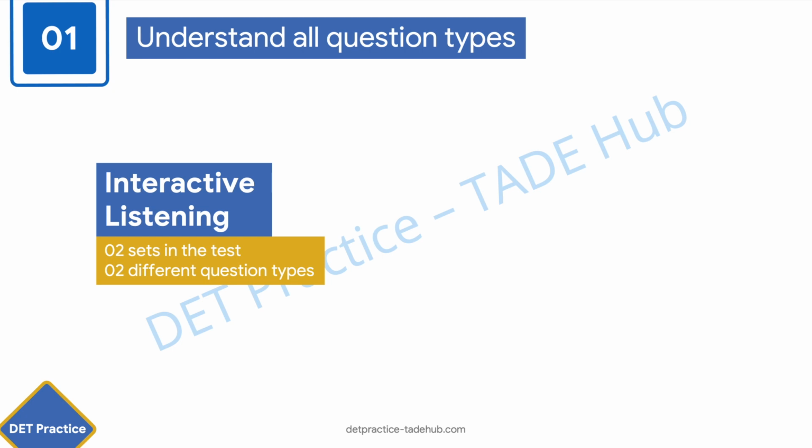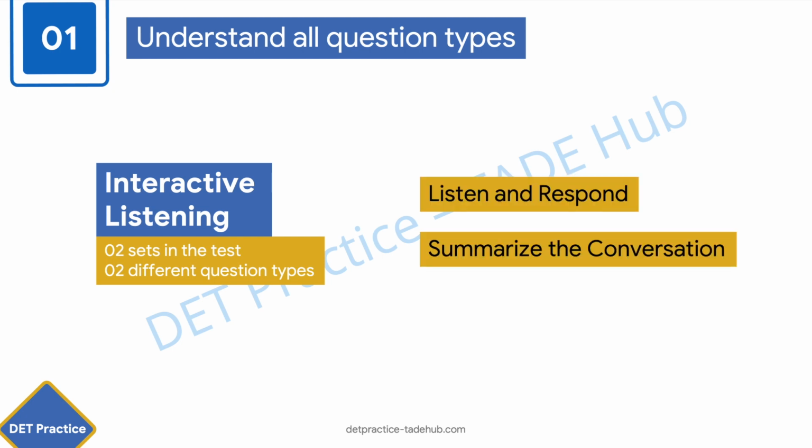The next one is interactive listening. In this one, we have 2 different item types, and there are 2 sets of interactive listening in every Duolingo English test. The first question is listen and respond. The second one is summarize the conversation.